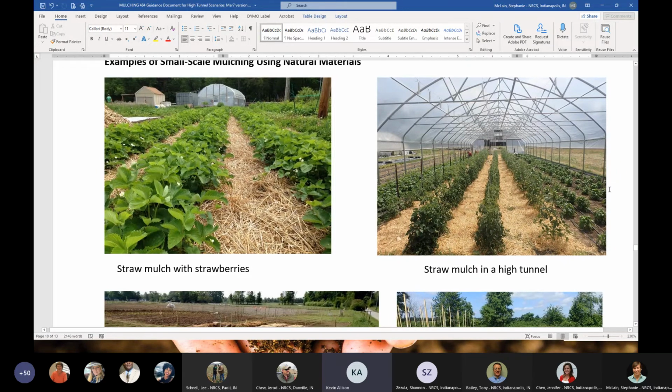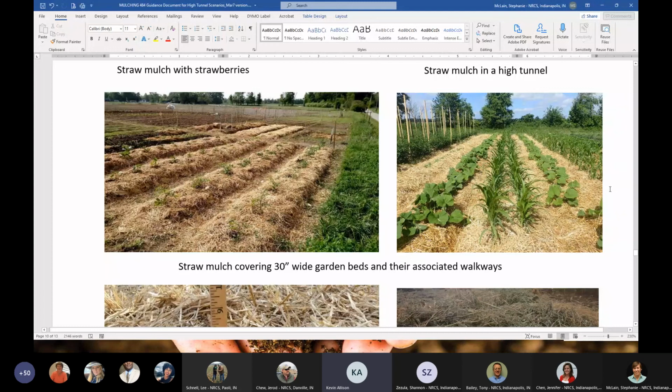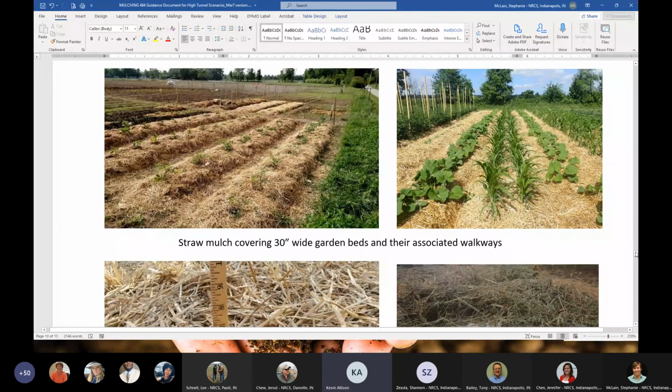Can you go ahead and scroll down, Stephanie, please? Yep. There's just some more straw. On the left, you can see 30-inch wide garden beds and their associated walkways. That whole area was mulched. Same thing on the right. I don't see that super commonly, where a whole field or a whole big plot is mulched. It usually is maybe a few beds together, but in this case there is a lot of mulch going down. Go ahead.